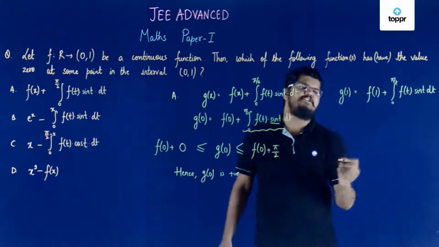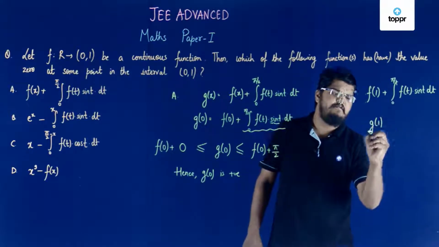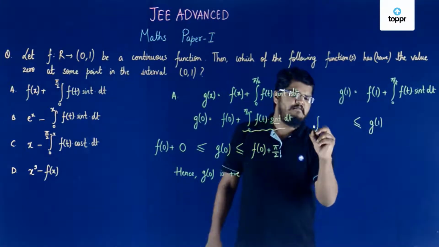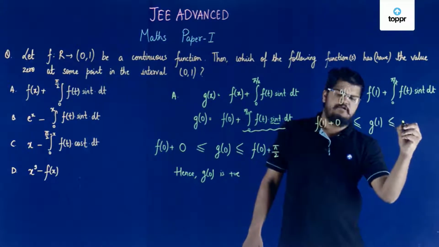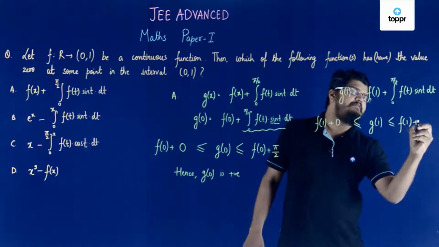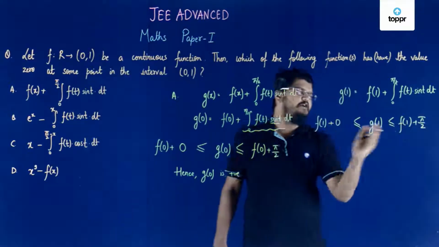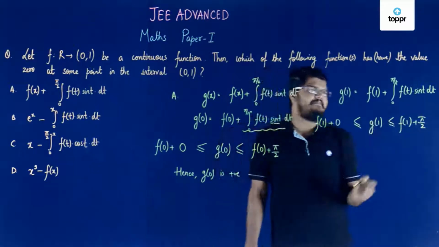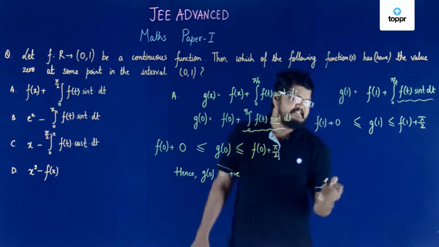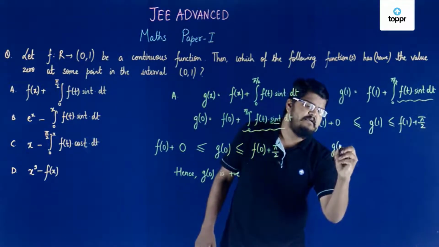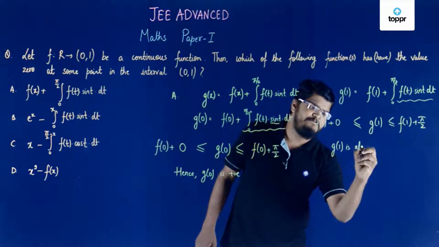We know that this g of 1 will now lie between f of 1 plus 0 and less than or equal to f of 1 plus pi by 2. Again, 0 and pi by 2 are the minimum and maximum values of this integral of f of t sin t dt, and this means that g of 1 is also positive.